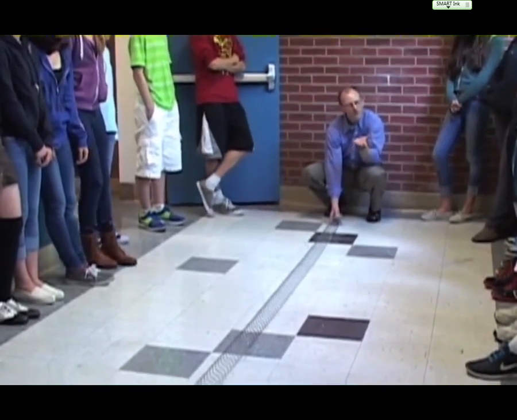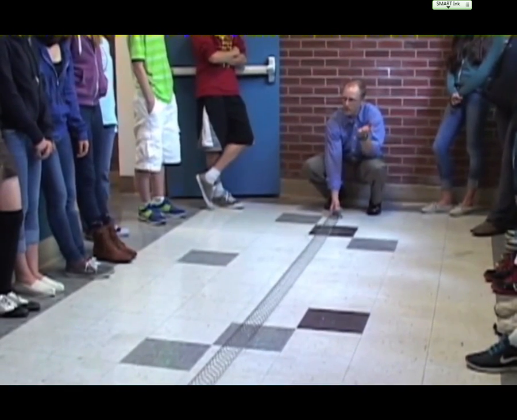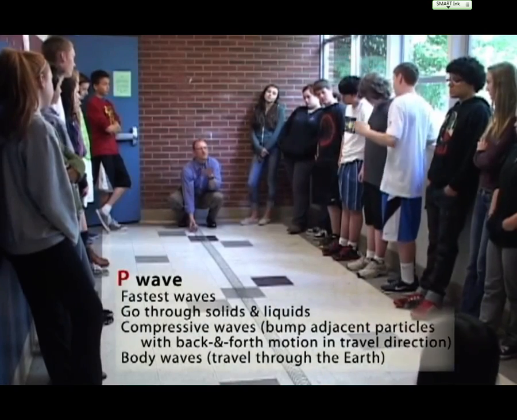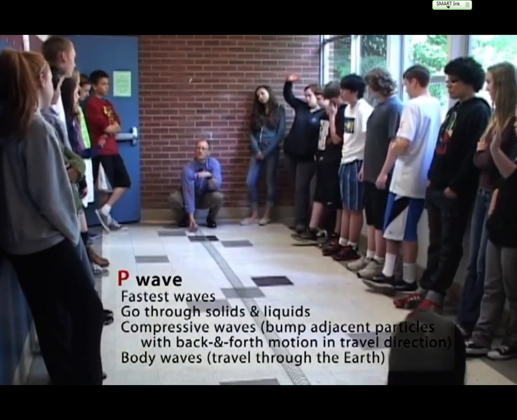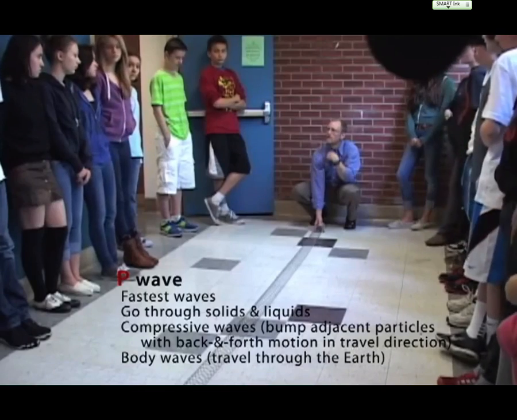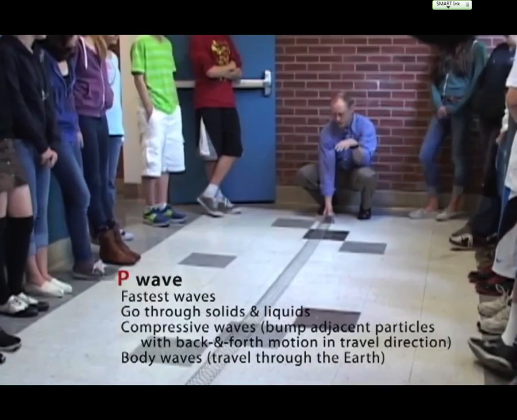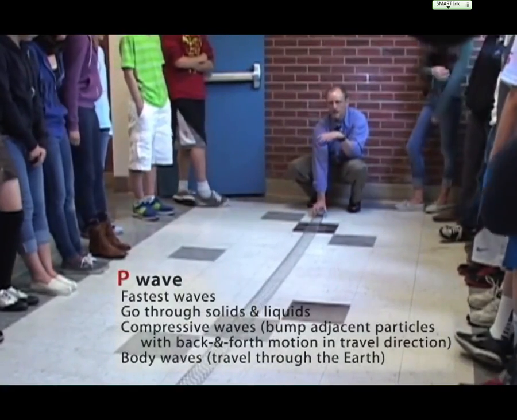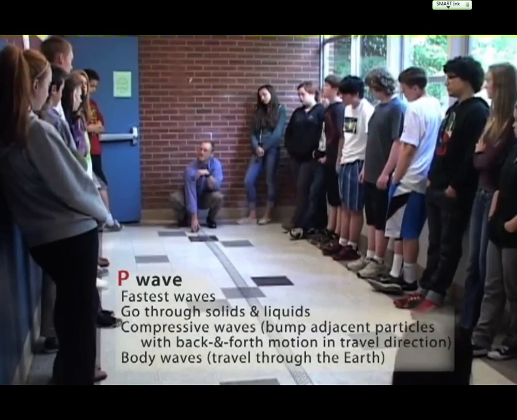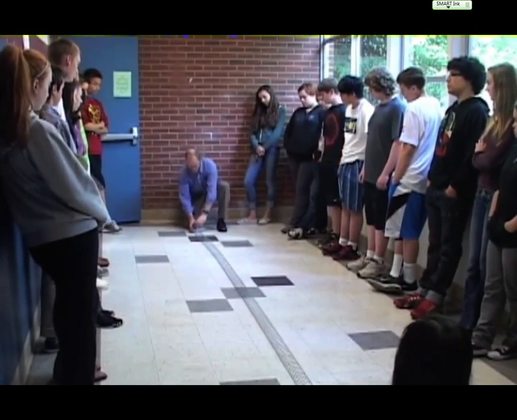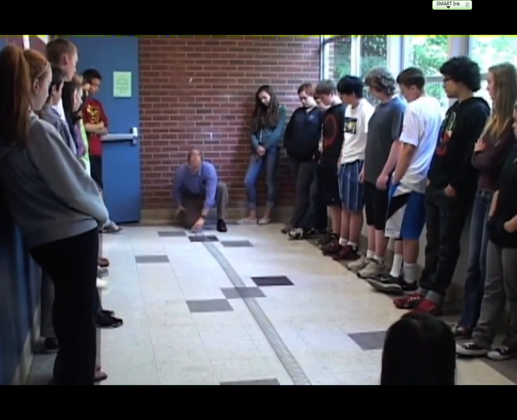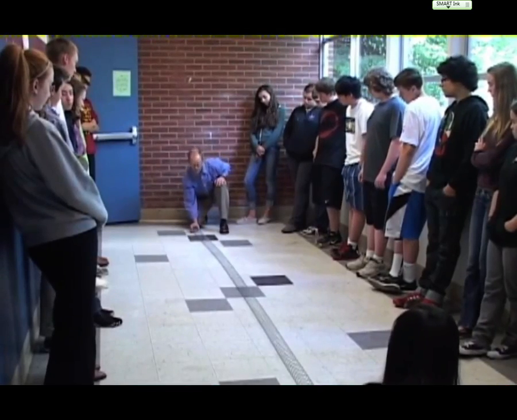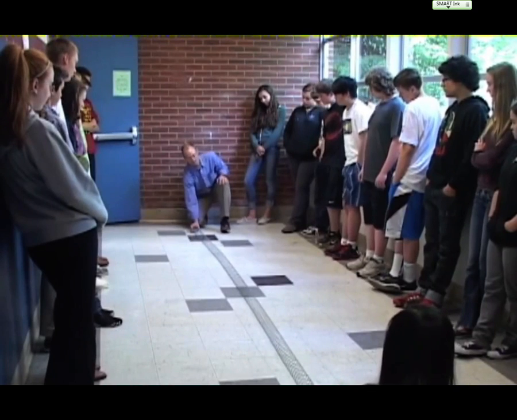So P waves, who can remind me what's important about P waves? What did we just learn? 2 things. They're fast, and number 2, they go through solids and liquids. And the other thing that we're going to add to those notes that we took in class is that they bump into the thing next to them. So this is how it travels. So here's a P wave. I'm going to simulate an earthquake by pushing the ground. And this is how a P wave travels. It bumps into the thing next to it.